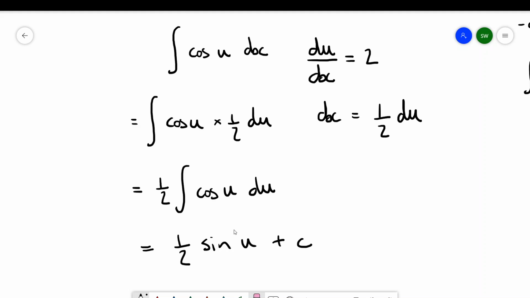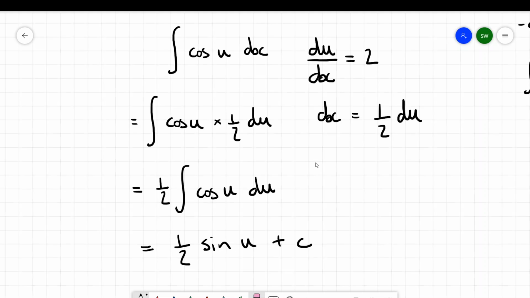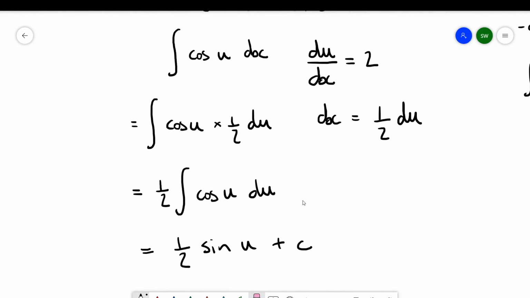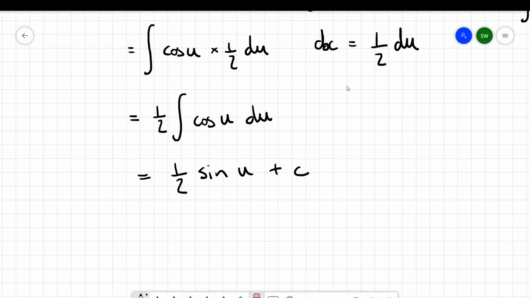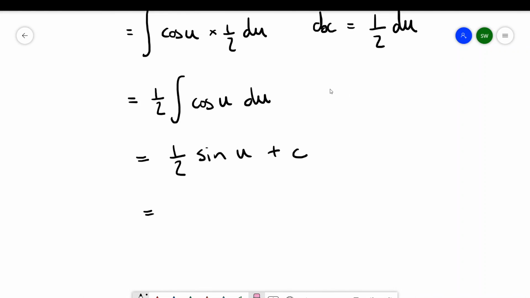And then our last step is to go back to x. We've invented u to try and help us solve the problem. Our original problem didn't have u in it. So our answer should just have x's in it. So all we're going to do is replace u with 2x plus 3. So our final answer is going to be a half sine of 2x plus 3 plus our constant of integration.